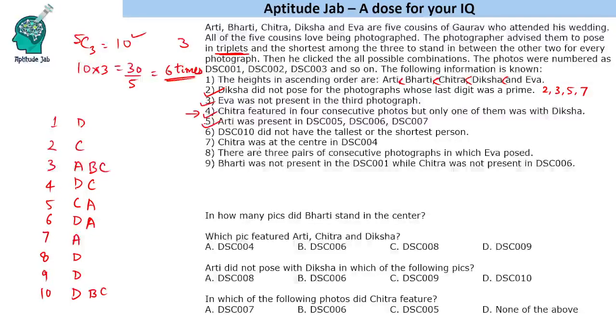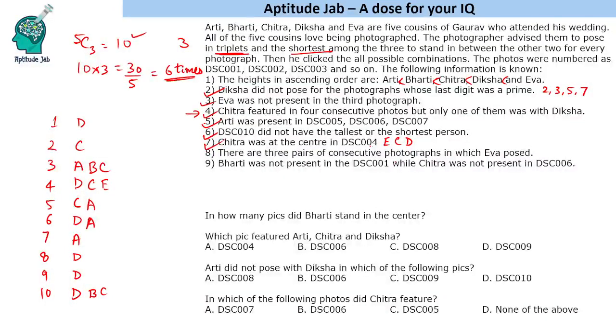Okay. So that is also done. Chitra was at the center in DSC 004. Who is at the center? Shortest is at the center. Okay. So that means she is the shortest in this. So that means that other people are D and E. Right. That is why she will be in the center because she is the shortest in this. Right. So in 004, you have D, C, and E present. This is also done. There were 3 pairs of consecutive photographs in which Eva posed.